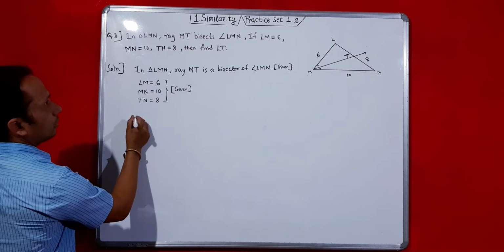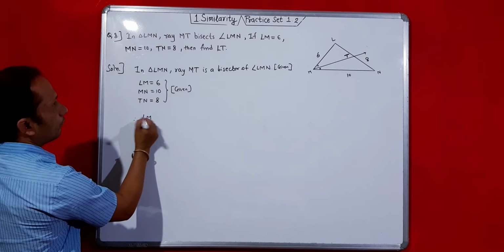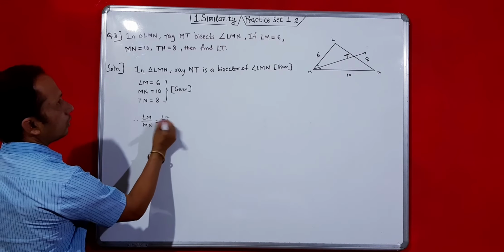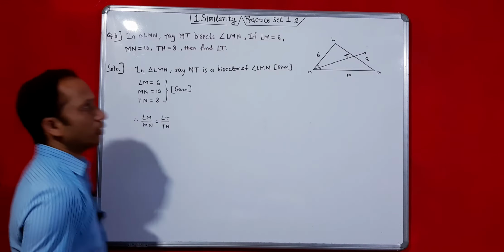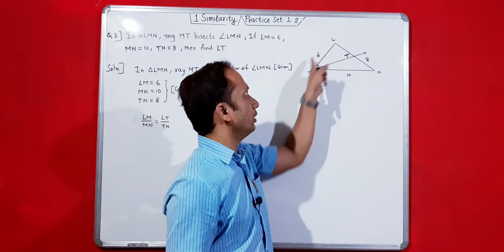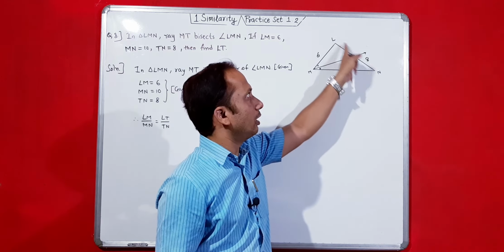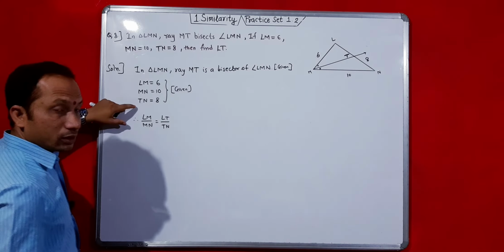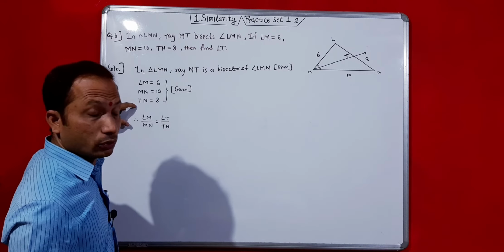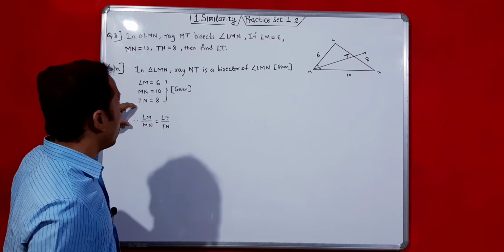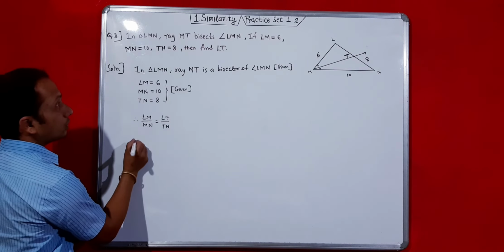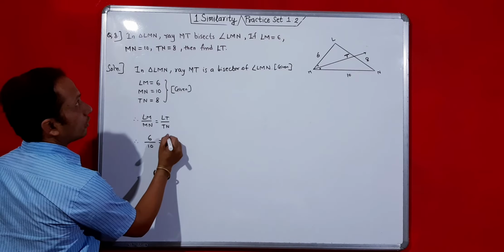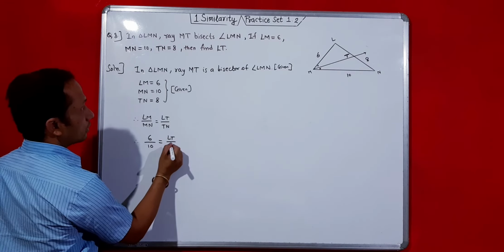Therefore LM upon MN is equal to LT upon TN. You always remember LM then MN, so LT upon TN, because L is first. So according to this condition only you have to fill in the solution. After writing this you just put the values: 6 upon 10 is equal to LT upon 8.